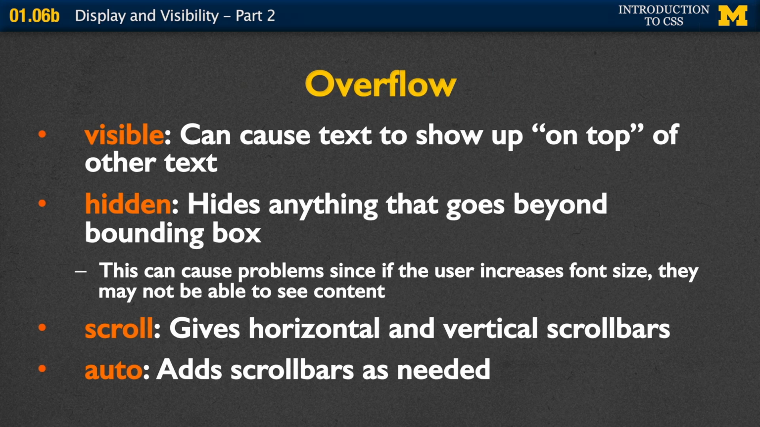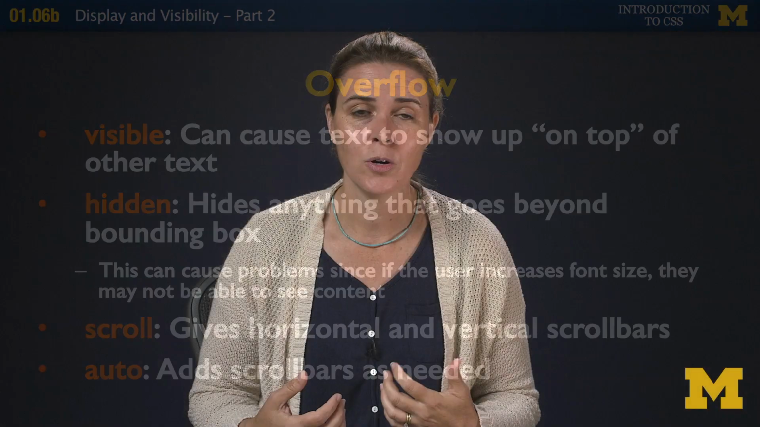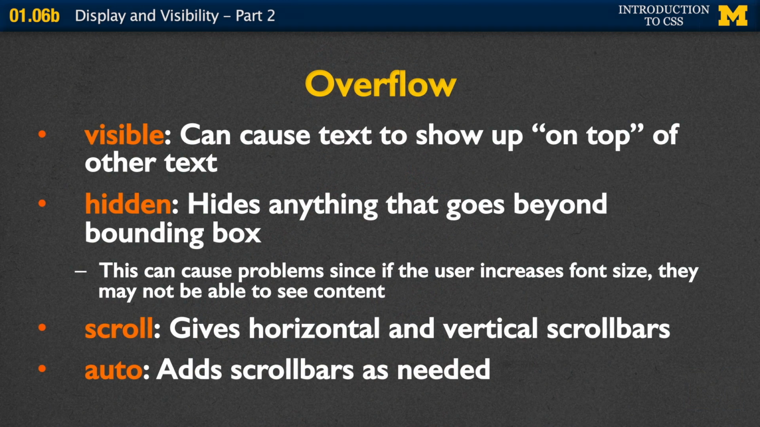The 4 values for overflow include visible, which basically means if you've drawn a box and there's a whole bunch of text inside of it, the text is actually just going to go outside the box. So no matter what, the content is visible even if it goes outside the lines. Hidden does pretty much the opposite. It says, oh, if you have something inside this box and it's too big, it's gone.